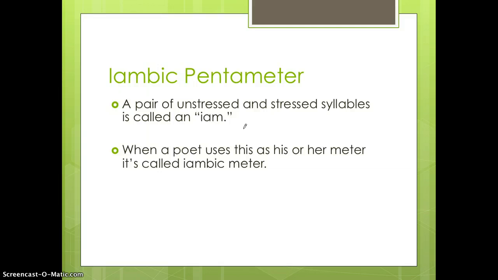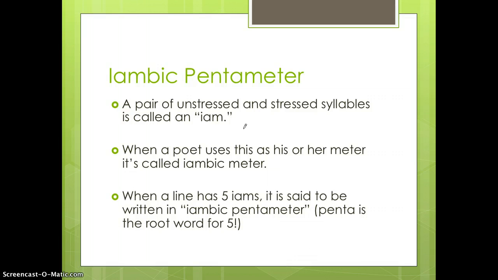Now, when there are 5 of those, you guessed it, it becomes a pentameter because penta means 5, right? Like a pentagram or the pentagon. So 5 iambs, 5 feet in a line makes it iambic pentameter. There you have it, okay? Take a minute to make sure you understand that. Talk to your classmates if you need to, and then we'll move on.